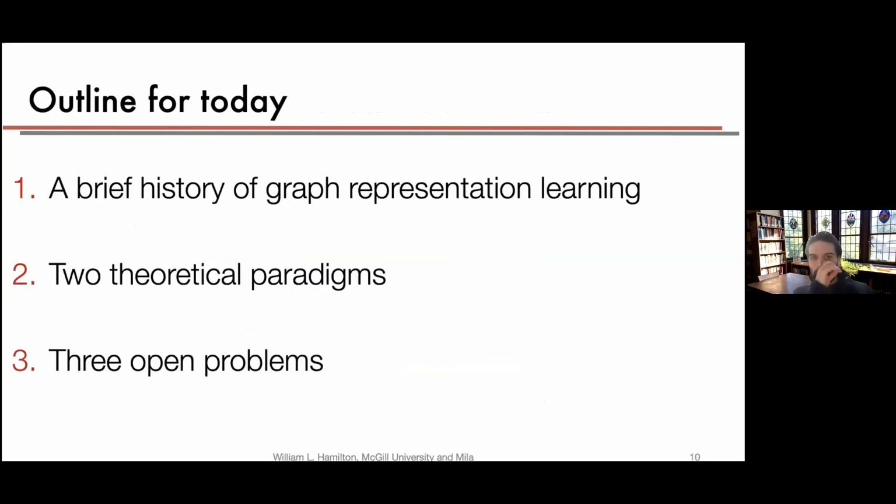So as I mentioned, what I want to do today is first give a brief history of graph representation learning. Part of this is setting the stage for part two, which is a discussion of two theoretical paradigms that we can use to understand graph representation learning. And then following that, I'm going to build on this theoretical exposition to discuss three critical open problems, and then, time permitting, maybe discuss some ideas I have about how to tackle some of these open problems.